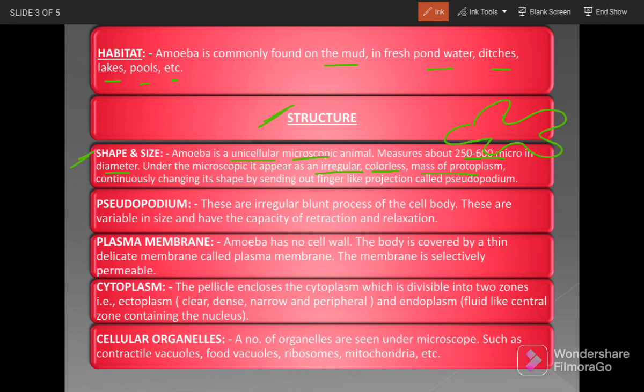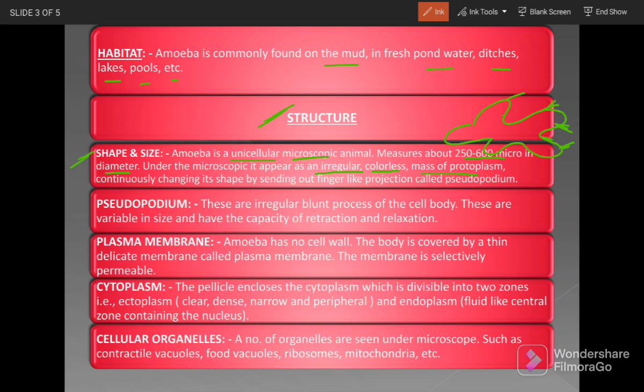Next, it continuously changes its shape by sending out a finger-like projection called pseudopodium. This is the pseudopodium, a finger-like projection. So it continuously changes its shape by sending out this finger-like projection. The name is pseudopodium.